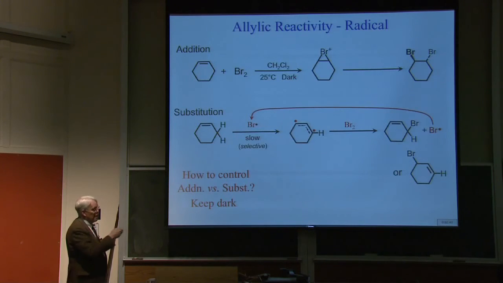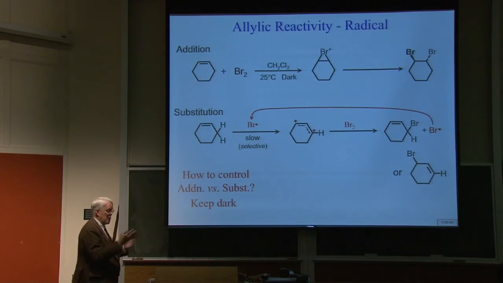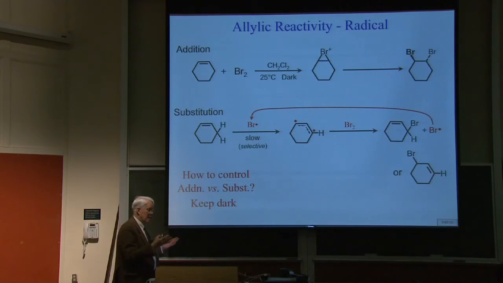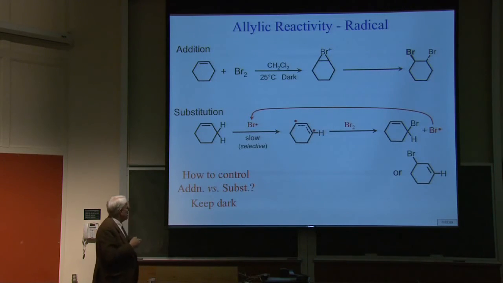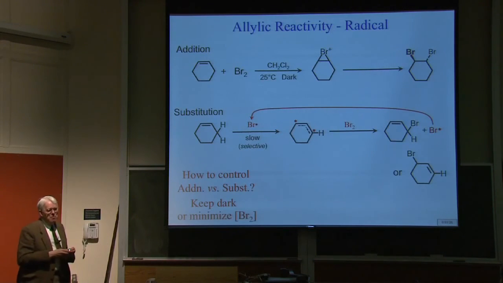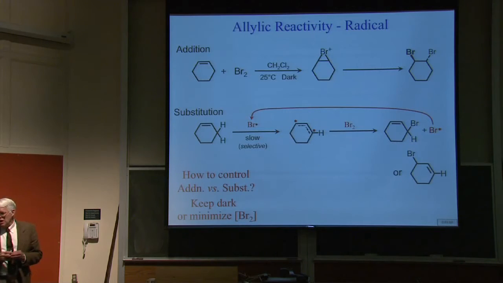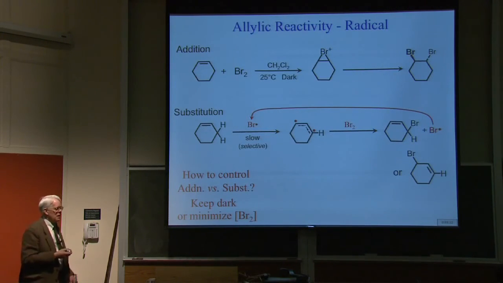How do we get this one to happen? Well, you might say we use light or use an initiator, right? But this can still happen if you have the light on. You can still get that. It doesn't require dark, it's just this one requires light. So this one would also be going on. But there's another way, which is to minimize the concentration of Br2.